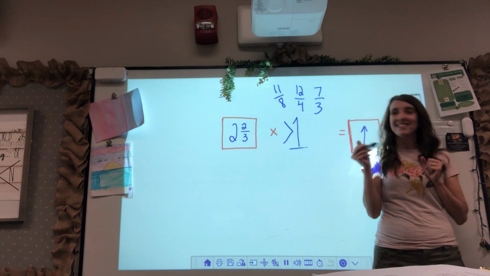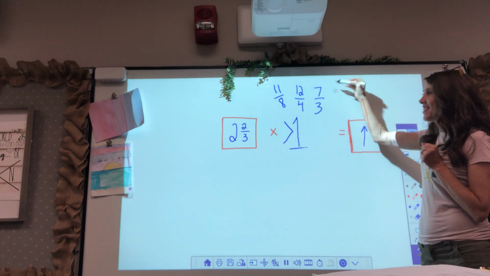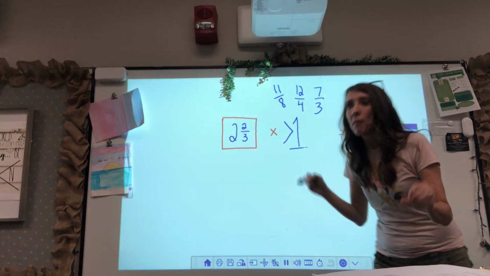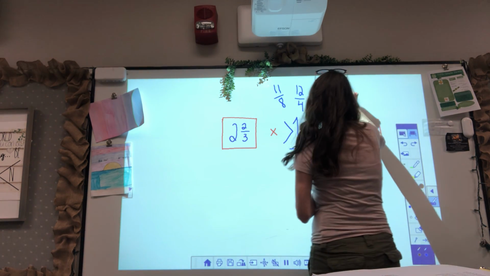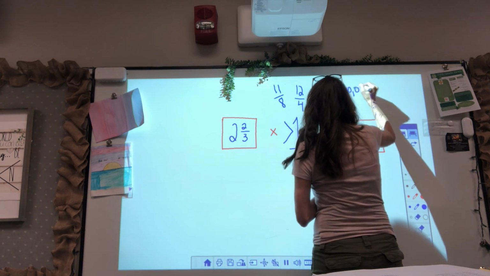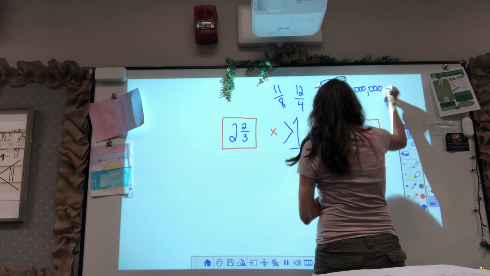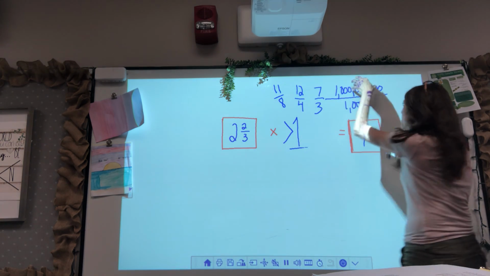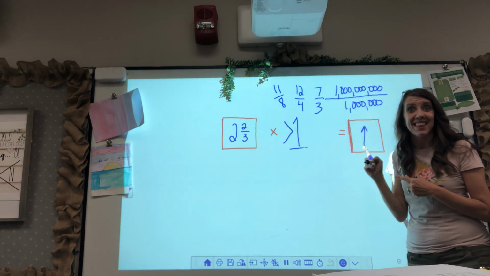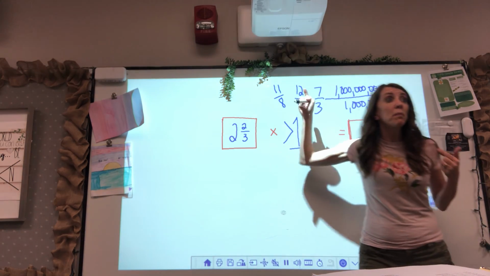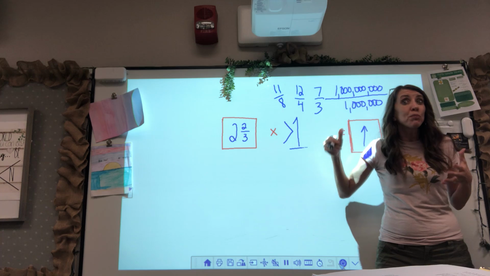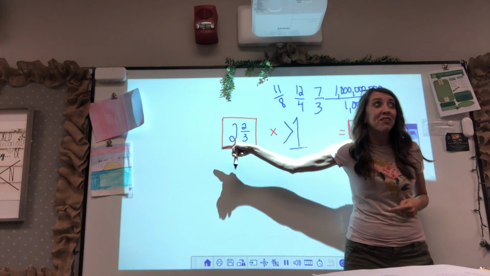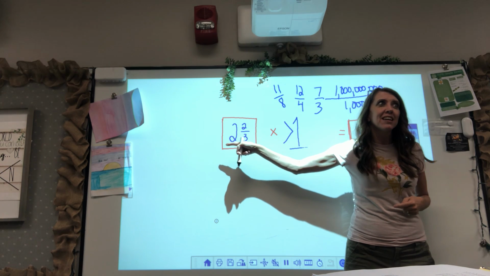Josie, give me one. A billion and a million. What's that? 1 billion millionths. Thank you, Josie, for making me work so hard. 1 billion, 1 millionth. This times 1 billion, 1 millionth. Well, that means you're multiplying it by something bigger than 1. So our answer is going to be greater than the first factor, yes?